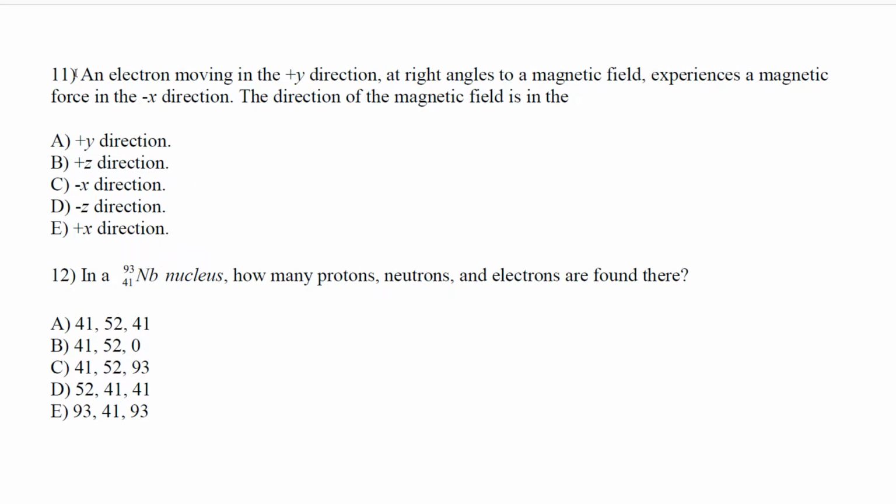Okay. Number 11, we have an electron which is moving in the positive y direction. So we have a given direction we'll have to draw in a coordinate system. Moving in the positive y direction at right angles, perpendicular, to a magnetic field, and experiences a magnetic force in the negative x direction. The direction of the magnetic field is in the, and we have a bunch of options here.